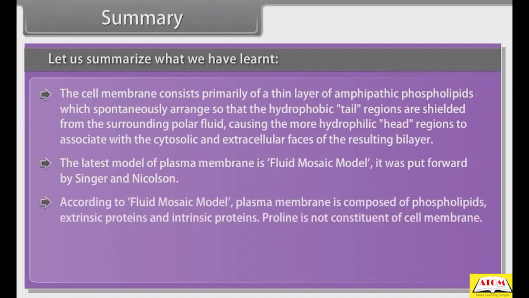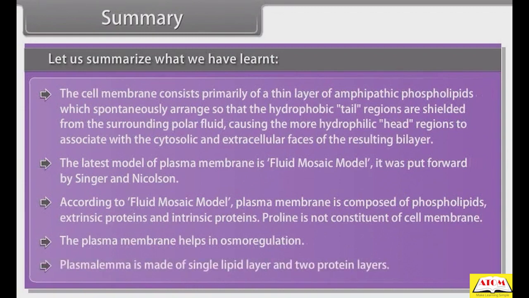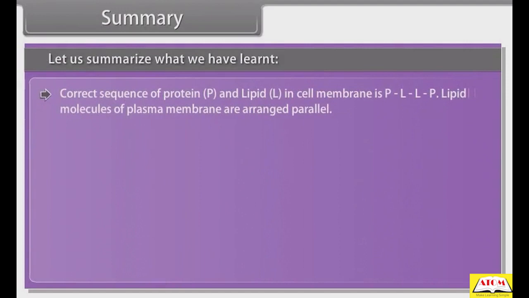According to the fluid mosaic model, plasma membrane is composed of phospholipids, extrinsic proteins and intrinsic proteins. Proline is not a constituent of cell membrane. The plasma membrane helps in osmoregulation. Plasmalemma is made of single lipid layer and 2 protein layers. Correct sequence of protein P and lipid L in cell membrane is PLLP. Lipid molecules of plasma membrane are arranged parallel.